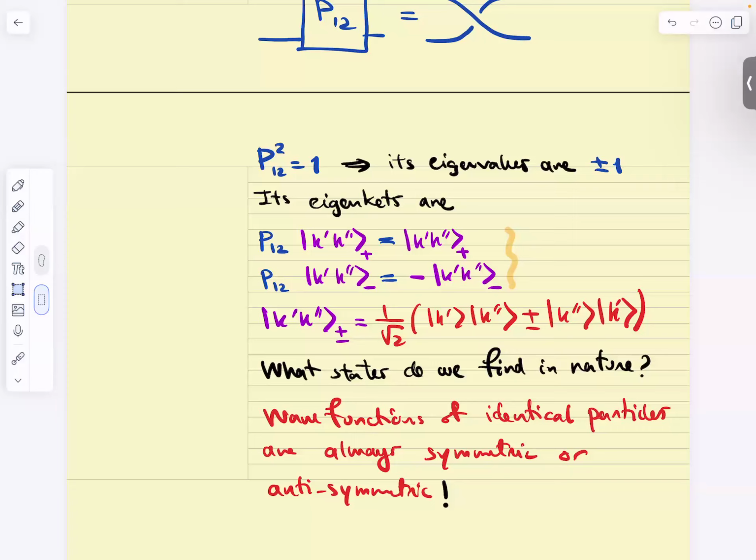When we go out to nature, we could look at our fundamental particle, electron, different atoms, silver atoms. We could ask, what do we get when we swap? This is an empirical observation. It's shocking. All the particles that we find in nature are either always symmetrized or always anti-symmetrized. We never find anything else. It's just a fact about nature that I cannot explain in this class.